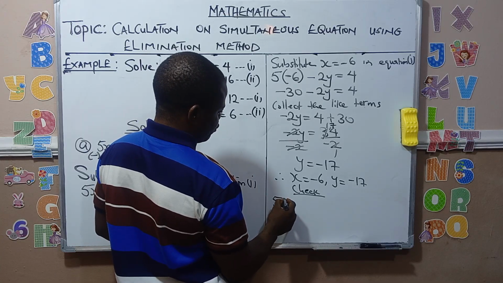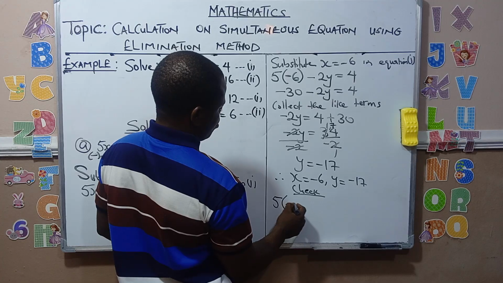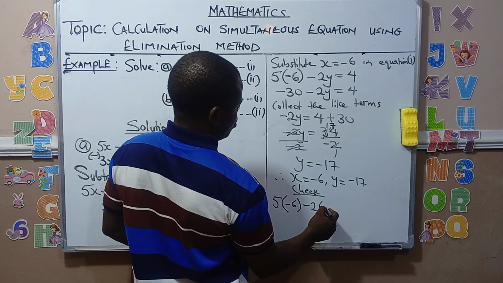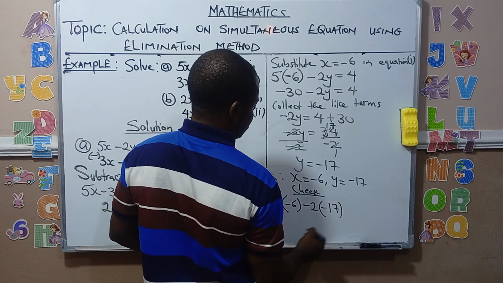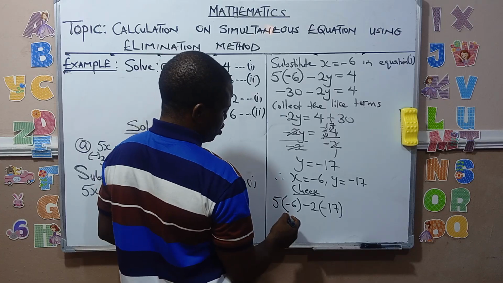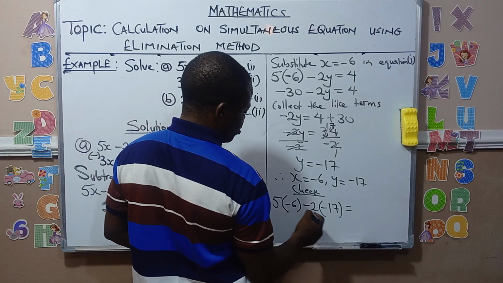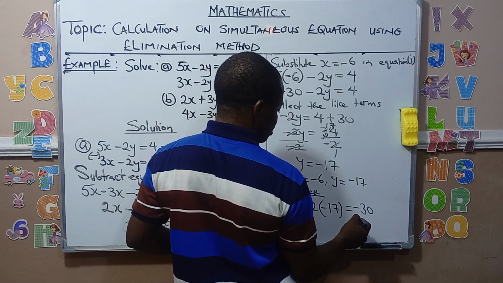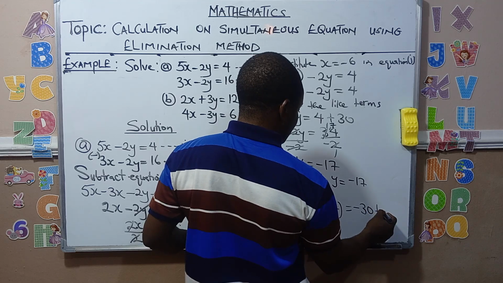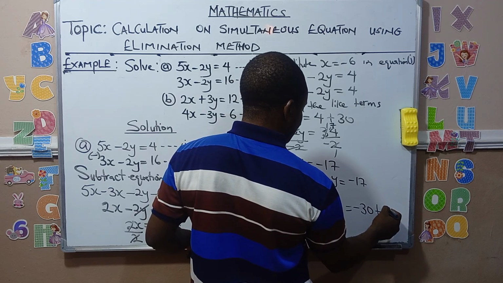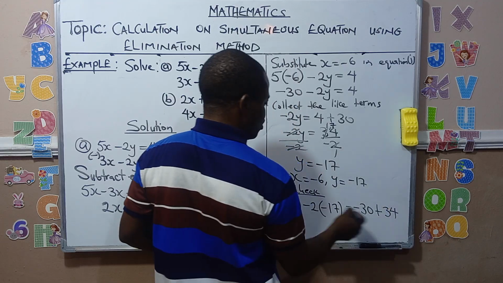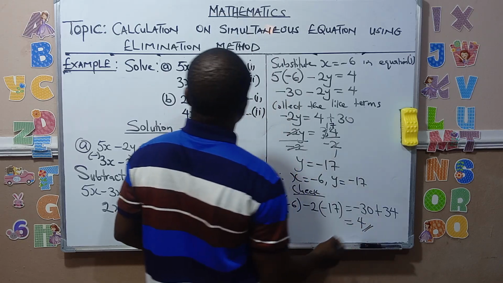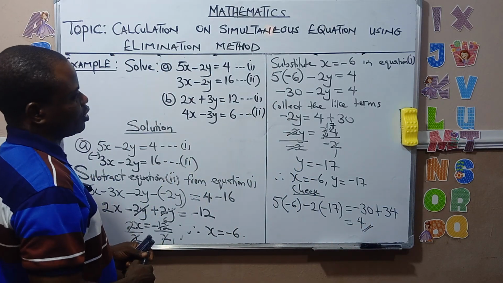5 into minus 6 minus 2 into minus 17. Now it will be equal to 5 times minus 6, that's minus 30, minus 2 times minus 17, we are in plus 34, because negative and negative give you positive. Minus 30 plus 34, that's 4. And see that you are in 4. That means that we are correct.